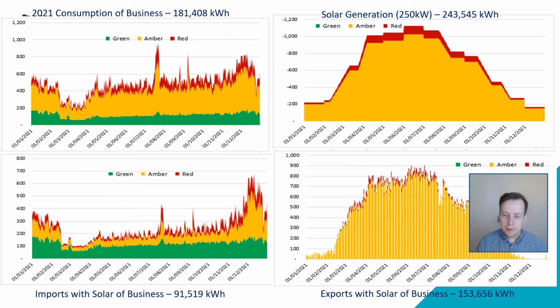And you know, it's exporting 153,000 kilowatt hours, 153,656 kilowatt hours here. That is a lot of export.